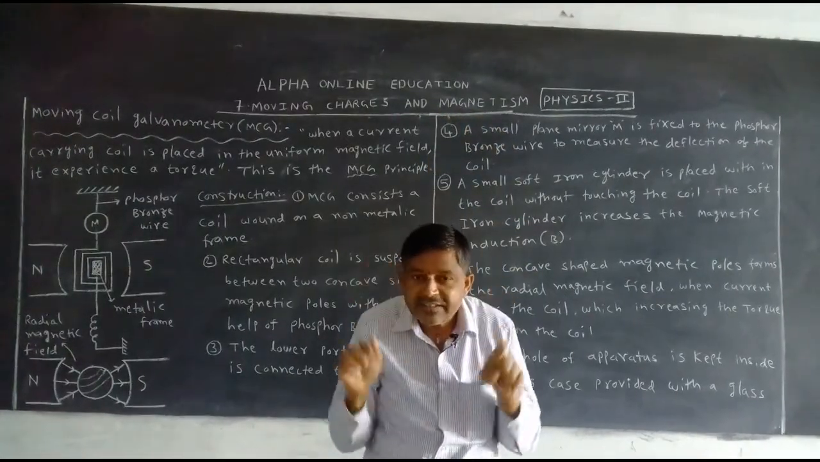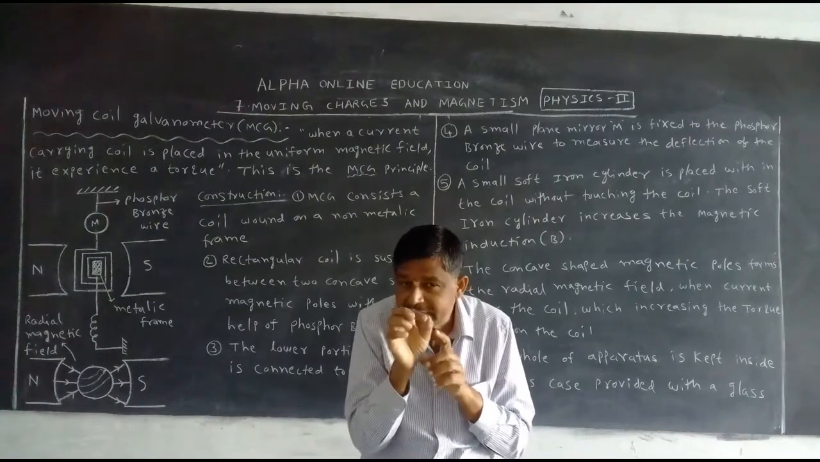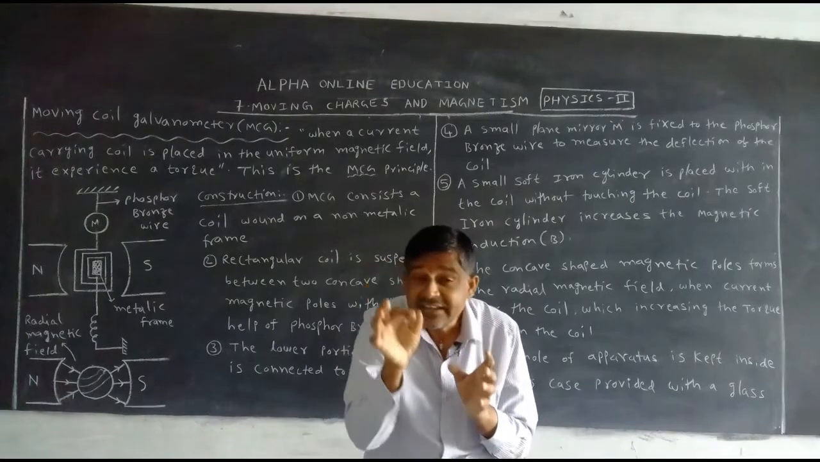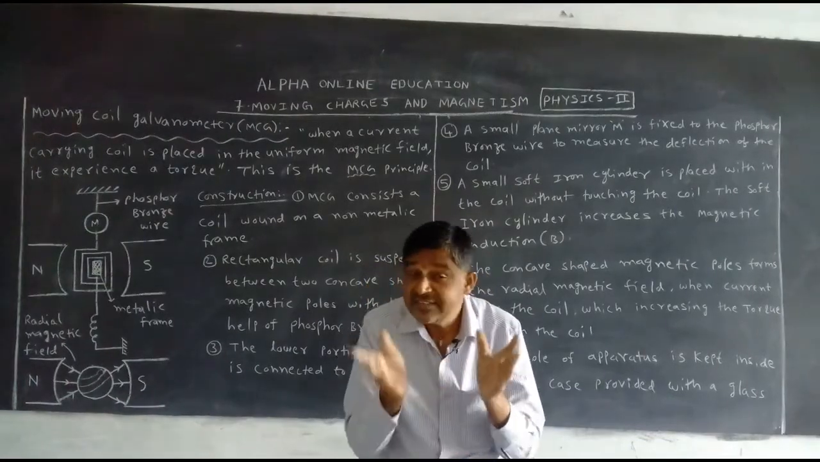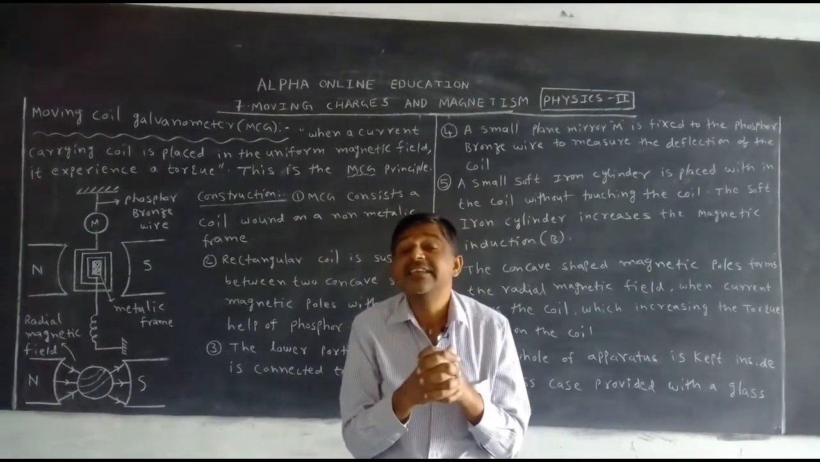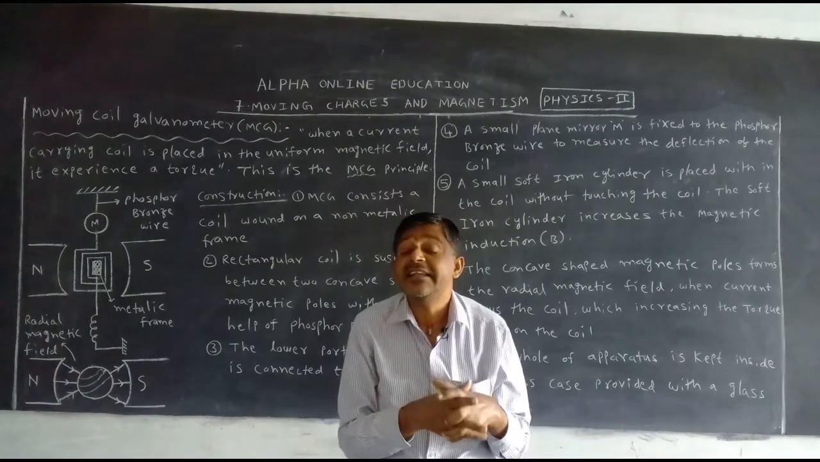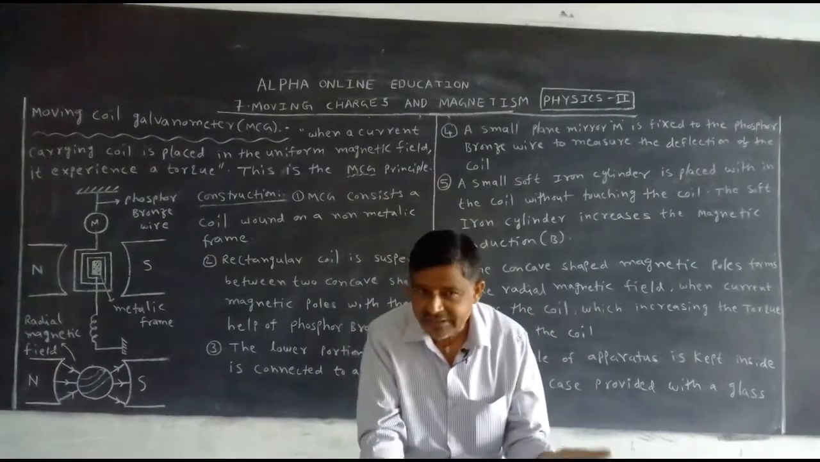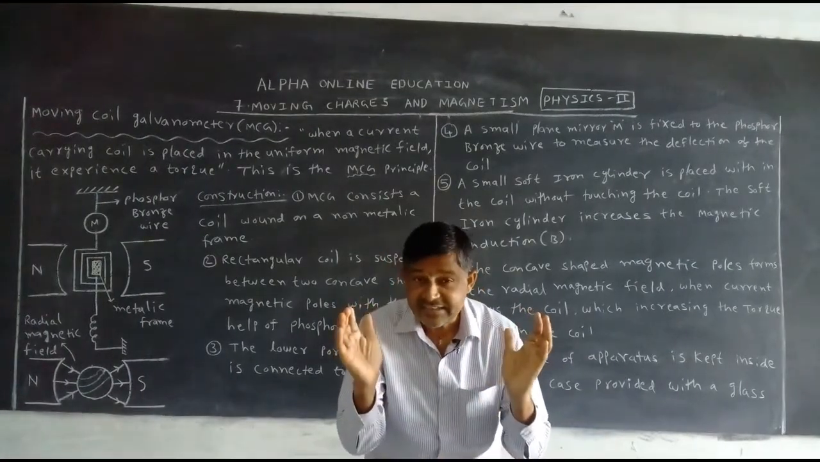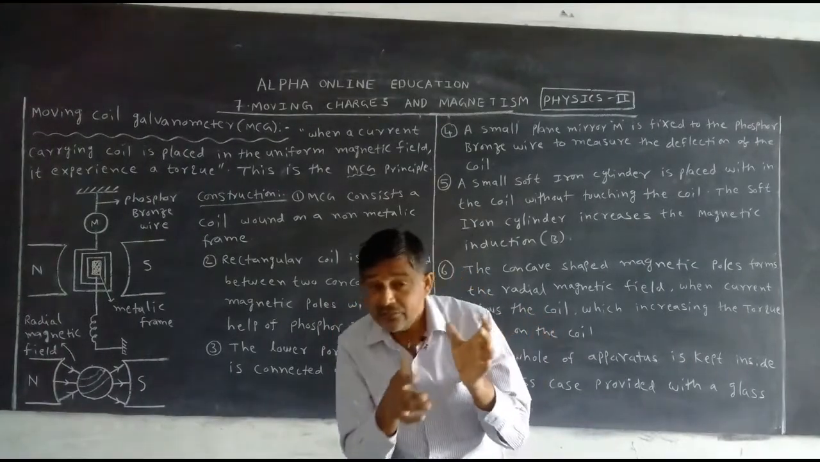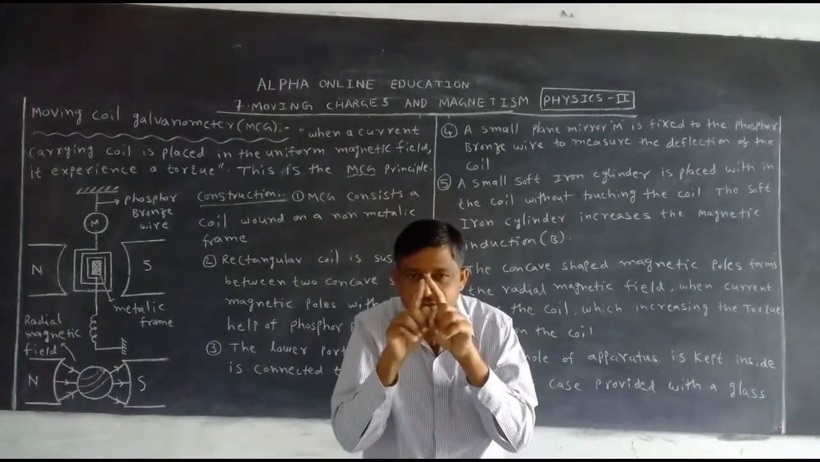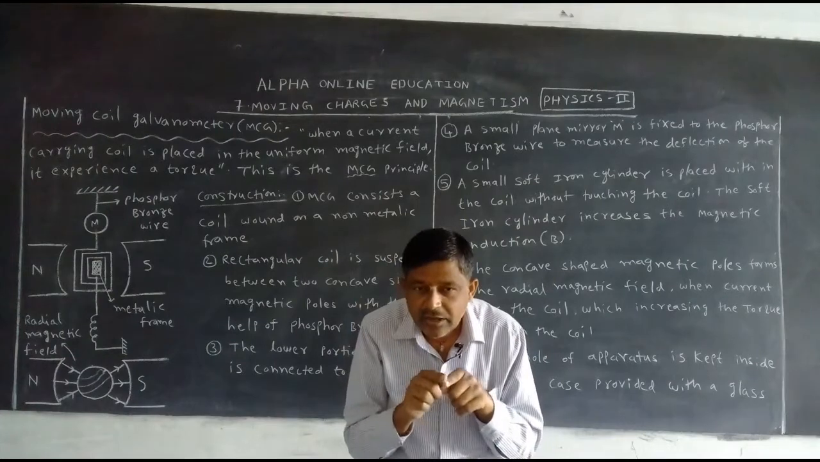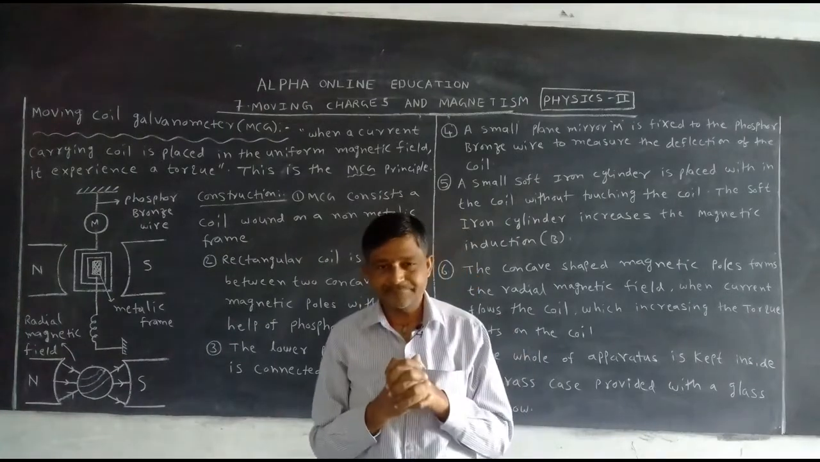Now, in between the non-metallic rectangular frame, we take a soft iron cylinder. Why do we take the soft iron cylinder? Because this soft iron cylinder increases the magnetic induction, or increases the magnetic field. Already this arrangement is in the magnetic field. We want to increase that magnetic field, so we take one soft iron cylinder inside the coil, but it is not touched to the coil.